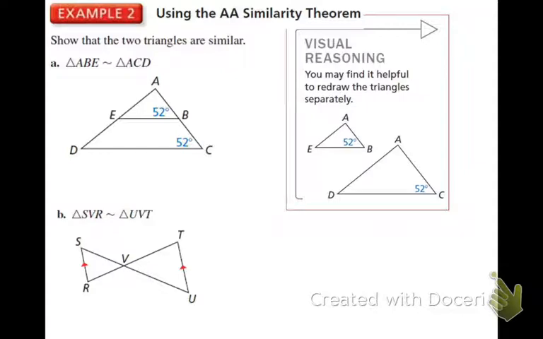So we have this angle. Can I name it angle B? I cannot. Why can I not name it angle B? Yeah, there's two angles at B. There's the 52 degrees and then there's this one. So I can't name it with one letter.